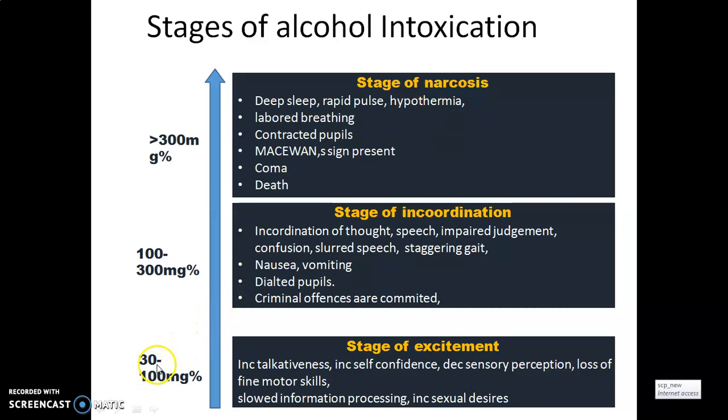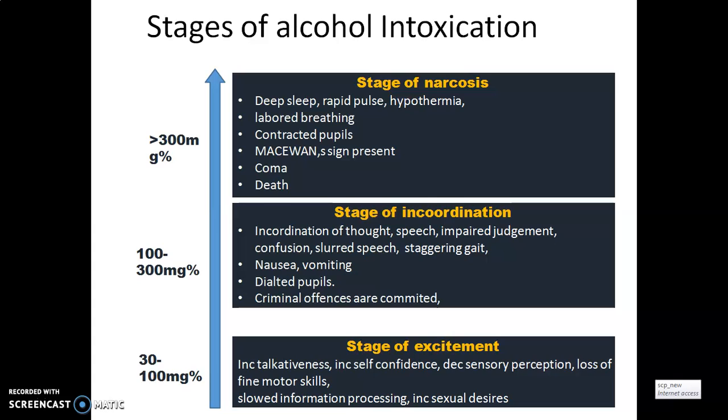If alcohol is present in the range of 30 to 100 milligram percentage, the stage of excitement can be seen, where increased tachypnea, increased self-confidence, decreased sensory perception, and loss of fine motor skills can be observed. Even slowed information processing and increased sexual desire can be seen at 30 to 100 milligram percentage.